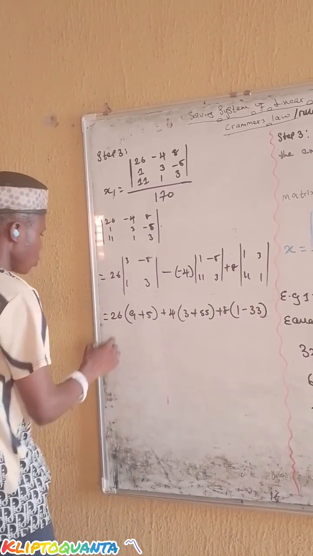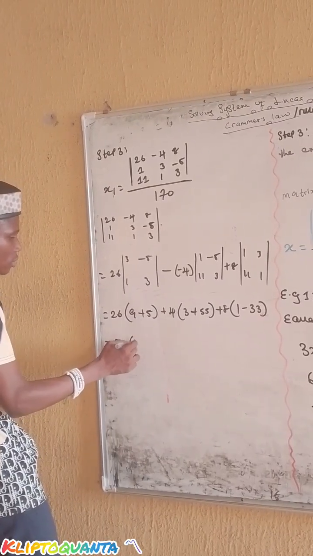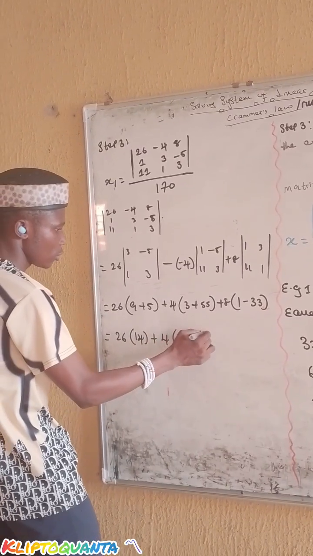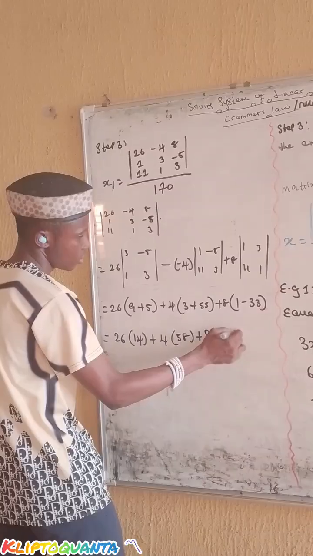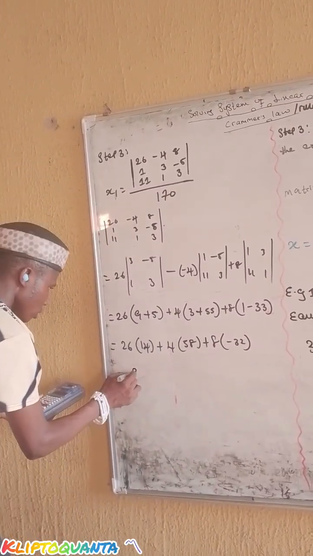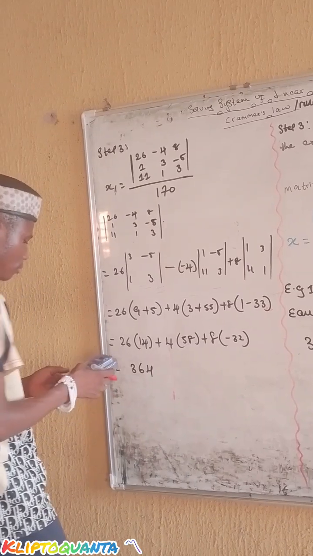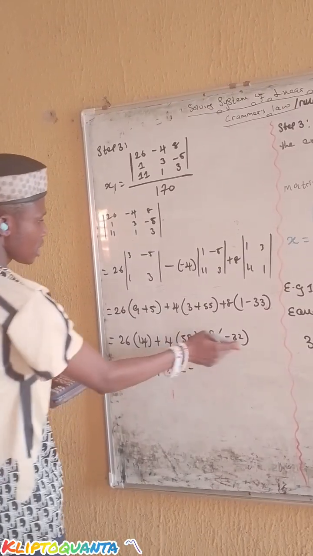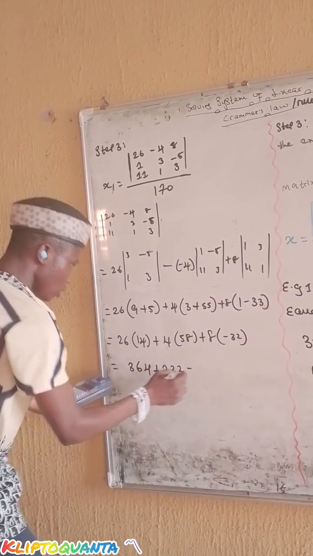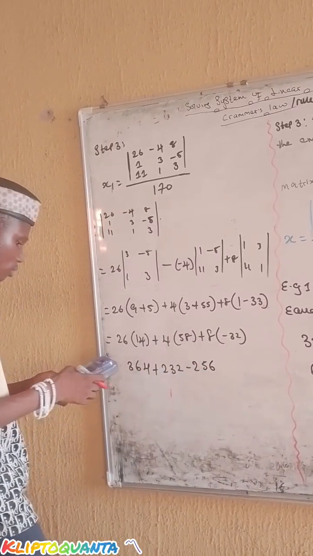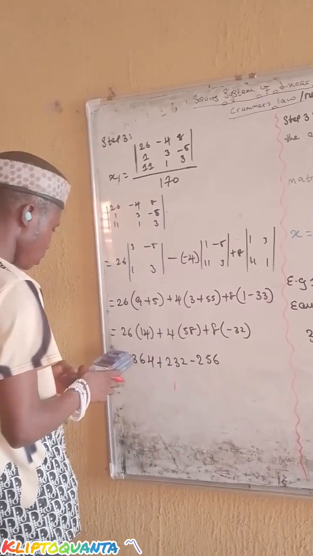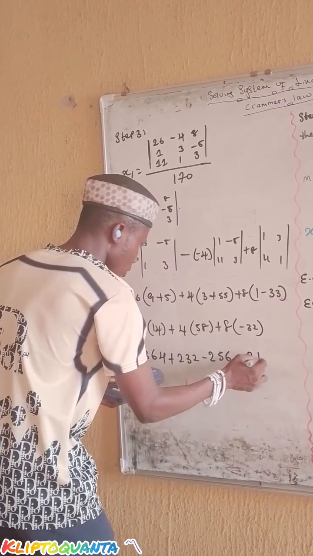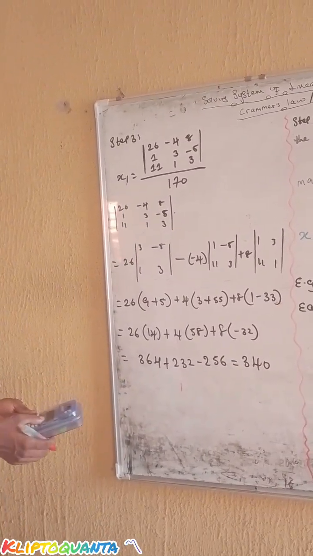So at that point we have this to be equal to 26 into bracket 14, plus 4 into bracket 58, plus 8 into bracket minus 32. And that gives us 364. And 4 times 58 gives us 232. Then minus, because plus times minus we have minus, 8 times 32 gives us 256. So minus 256 plus 364, then plus 232, and that is equivalent to 340, which is our answer for what? X1. Are we there? So you can put it somewhere here.